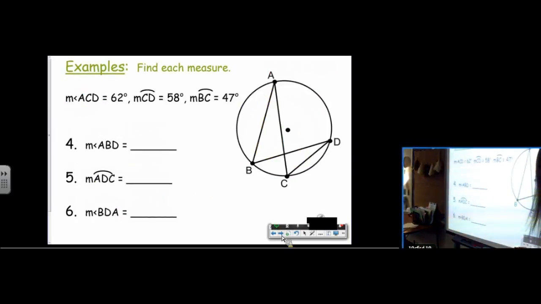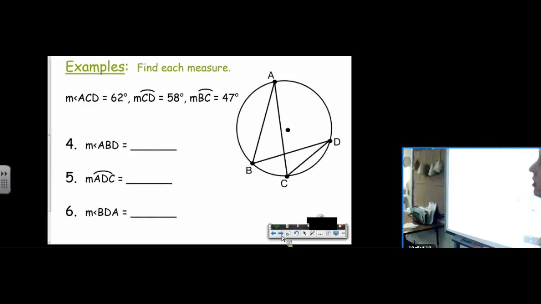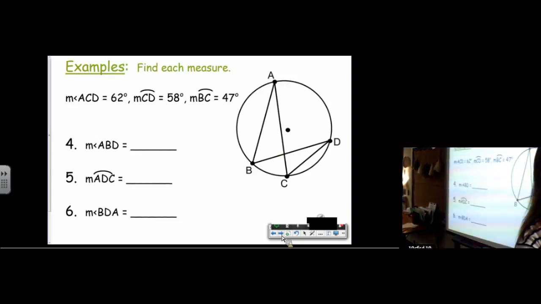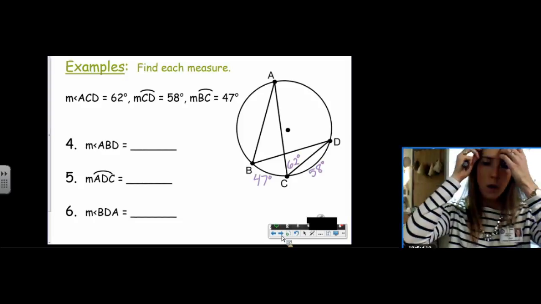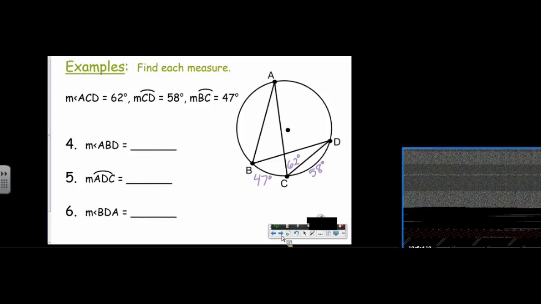Let's move on. We're going to try this example. I'm going to label it, and then I'll give you time to draw it in your notes. Angle ACD is 62 degrees. Arc CD is 58. And arc BC is 47. Okay, let's see what we can find. The measure of angle ABD. Oh, no.